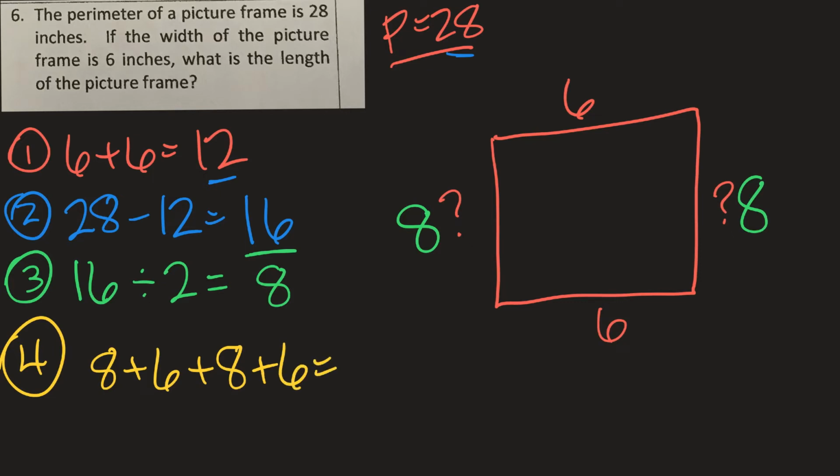And 8 plus 8 is 16, and 6 plus 6 is 12, and 16 plus 12 is in fact 28. So the answer to this question, what is the length of the picture frame, is 8 inches.